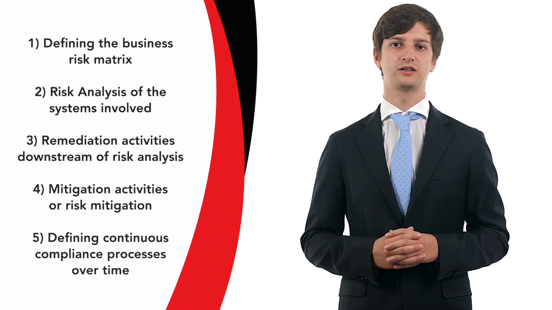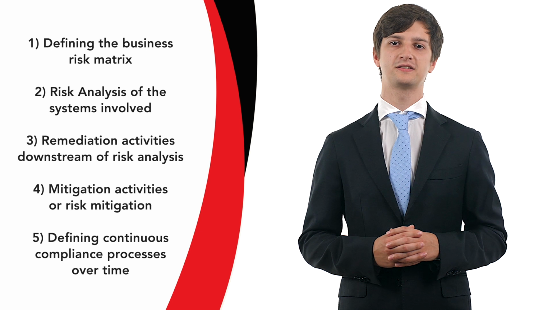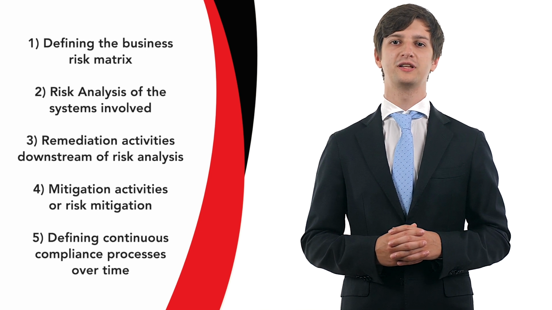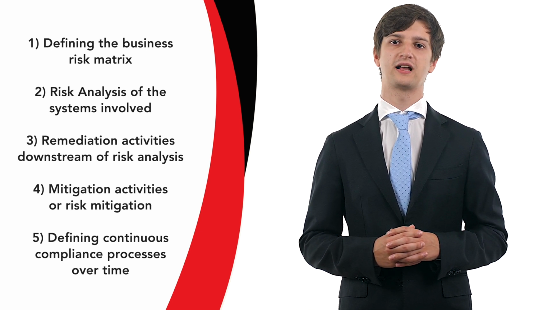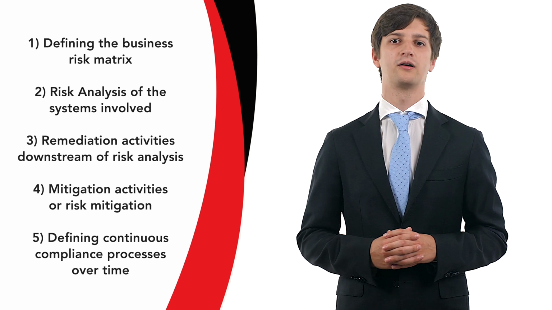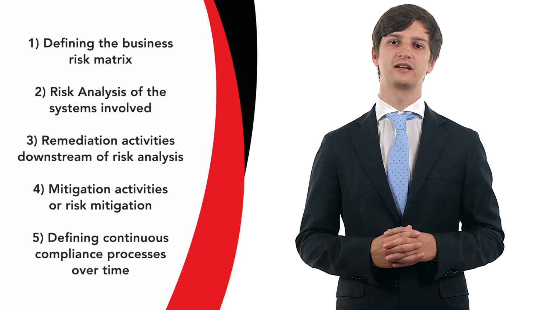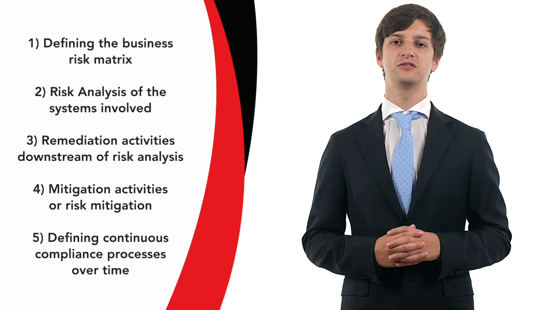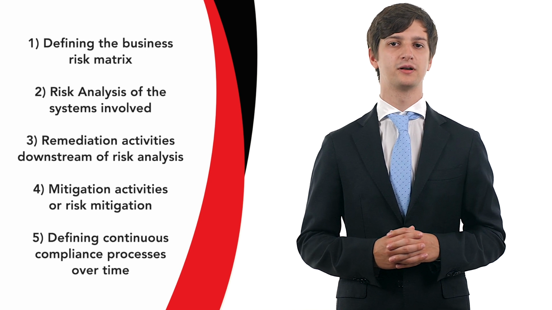Number 1. Defining the business risk metrics. Number 2. Risk analysis of the system involved. Number 3. Remediation activities downstream of risk analysis. Number 4. Mitigation activities or risk mitigation. Number 5. Defining continuous compliance processes over time. Let's go into detail about each of these steps to understand what the focus points are and how it is appropriate to approach them. Let's continue with the remediation and mitigation part.